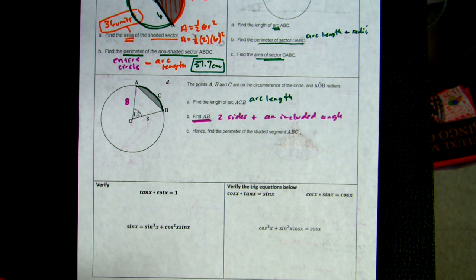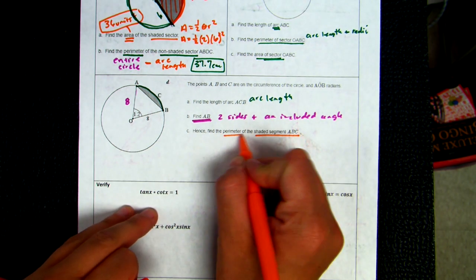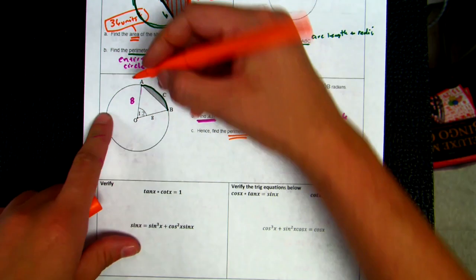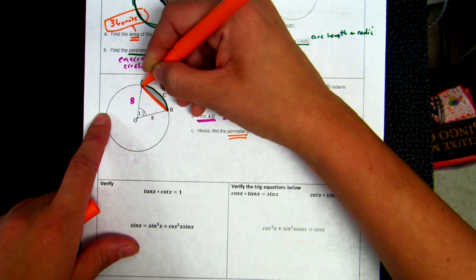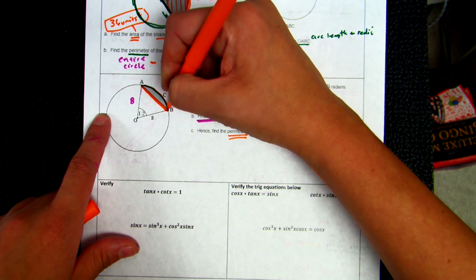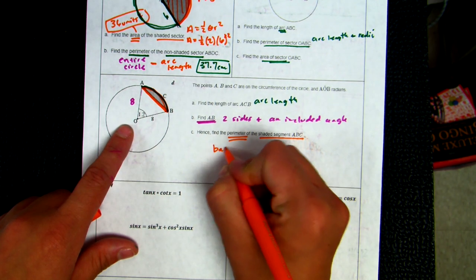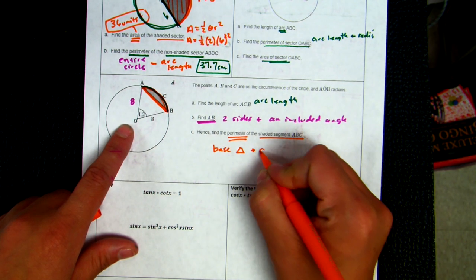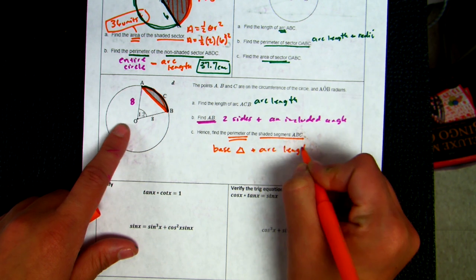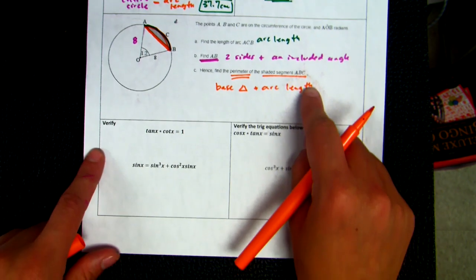Then it says find the perimeter of the shaded segment. So perimeter is distance around of the shaded segment. That's going to be this plus your arc length. So that's going to be the base of the triangle plus the arc length. Hopefully those are some helpful hints on that one.